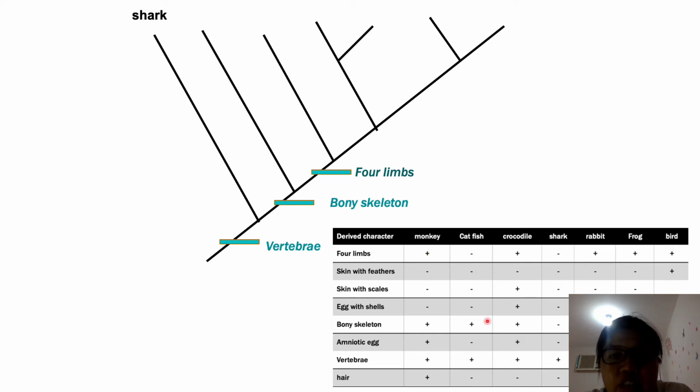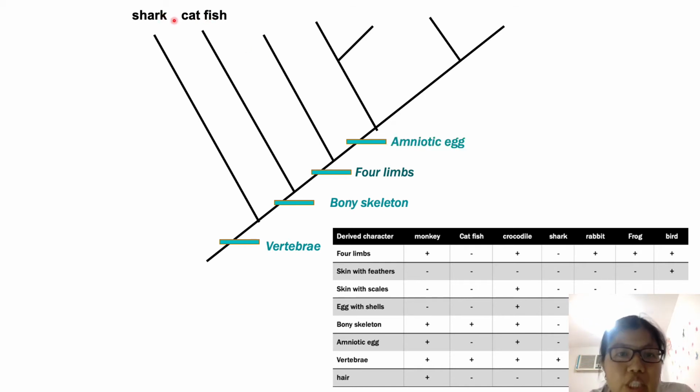Sino ang na-separate dito sa forelimbs? So, of course, the catfish and the shark. Si catfish and the shark. So, yun na, si catfish and the shark. Next natin is the amniotic egg.